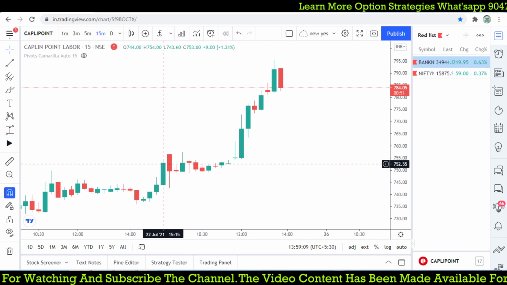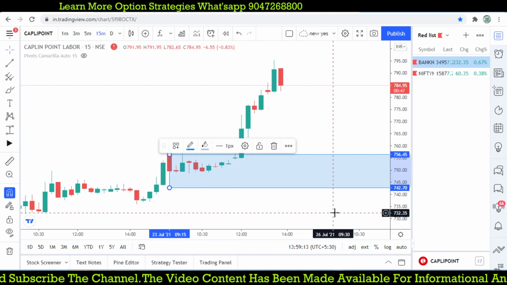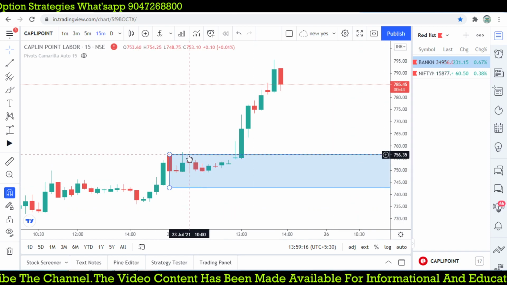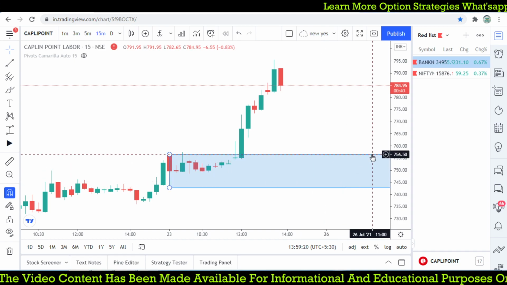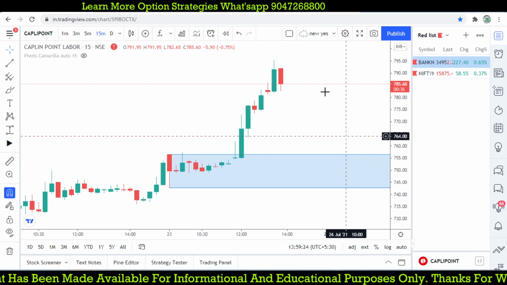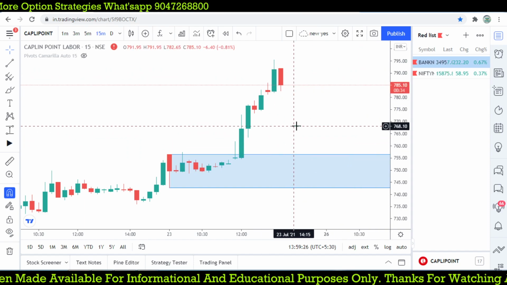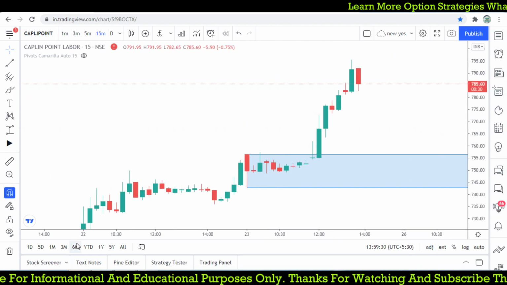Yes, today it opened at this particular point. So here the high and low of this candle: 756 is the highest price, and the low is around 742. So from 756 to 742, almost 15 points of risk for the trade. From 756 it is now trading at 780, almost 30 points. A 1:2 risk reward ratio is reached on the same.